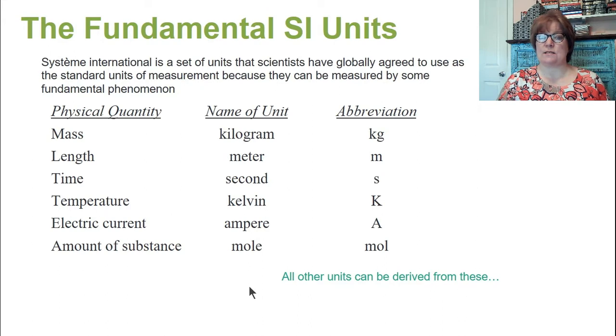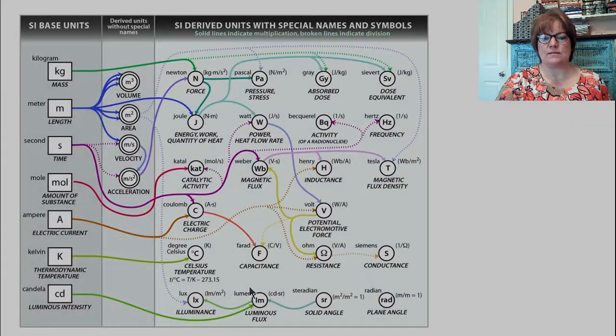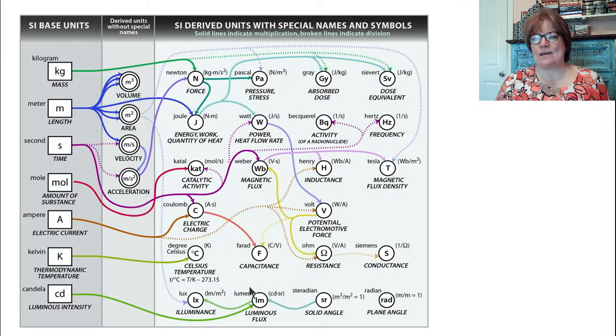For instance, you don't see volume in here, and yet volume is something that we measure very frequently, but volume can be derived from this. These are the derived units that NIST has listed. So I can see that for volume, meters cubed would be the SI unit, area would be meters squared, velocity is meters per second, acceleration is meters per second squared. So I'm using the meters and the seconds and deriving these units.